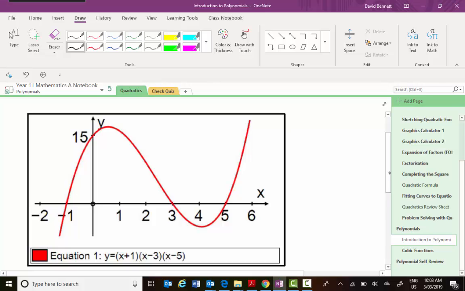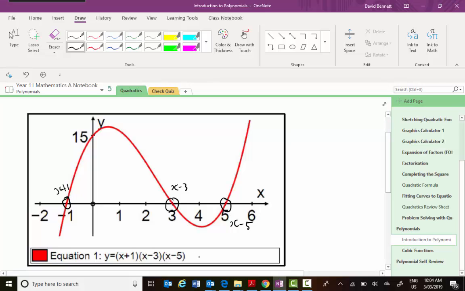If we're looking at the x-intercepts, we've got an x-intercept here at -1, another at 3, and another at 5. If we did all of what they call the linear factors of that, it would become x plus 1 over here, this one over here would be x take 3, and that one there would be x take 5. So the equation of my polynomial would be the multiplication of all those terms.